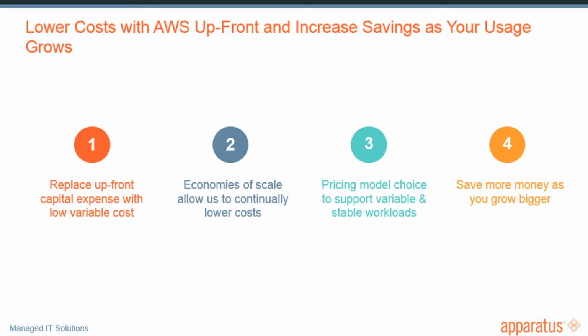Number 3, pricing model with variable and stable workloads. Basically, you have a few different ways that you can pay for your service in Amazon. The most basic way is on demand. So if you have something that you just need to run really quick, maybe it's not going to be out there for long term, you're just testing things out, you use the on-demand option, you just pay as you go per hour that that server is running. This is the most expensive option that they have.